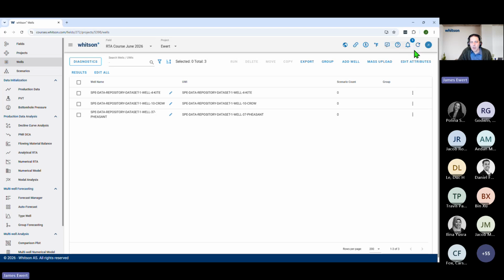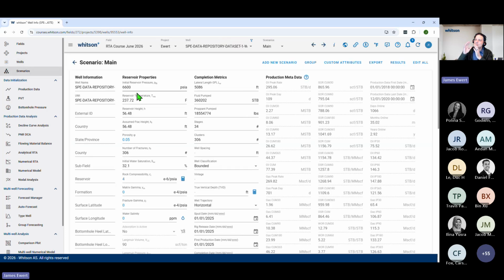Okay. Now what we're going to do is analyze the Kite well. So I'm going to click on Kite. As soon as I click on the well, you'll notice that on the left-hand side, it brings me down to scenarios. Now there are different ways we can use scenarios, okay? A scenario in itself is a copy of the well. The only thing different scenarios need to have in common is the same raw data. So basically, you could run different analyses, different PVTs, different models, different everything. The only thing that needs to be the same is the production data, the raw data.